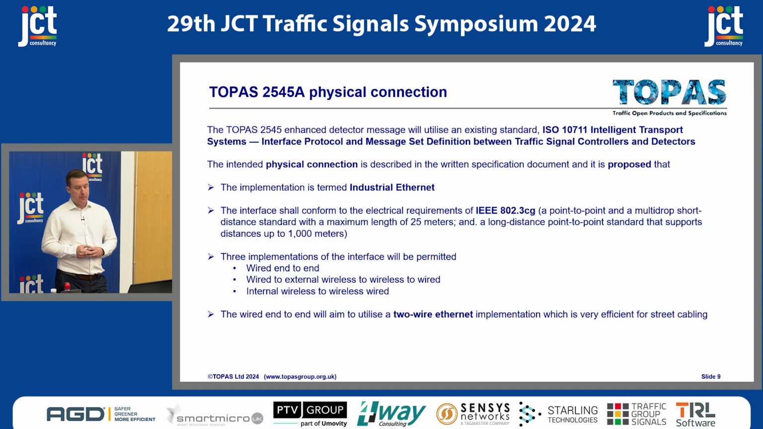The physical connection, so the written part of the standard, will look at the physical connection, and that will be centred on the use of industrial Ethernet. So there are different allowances within that, so wired end-to-end, wired to wireless, then wireless back to wired, for example. So the written specification will go over that. It does allow for long distances, so we have chosen a technology that does suit the use case that we're looking for in traffic signal sites. And we're hoping to circulate that part of the specification quite soon. I'll come on to that in the timeline.